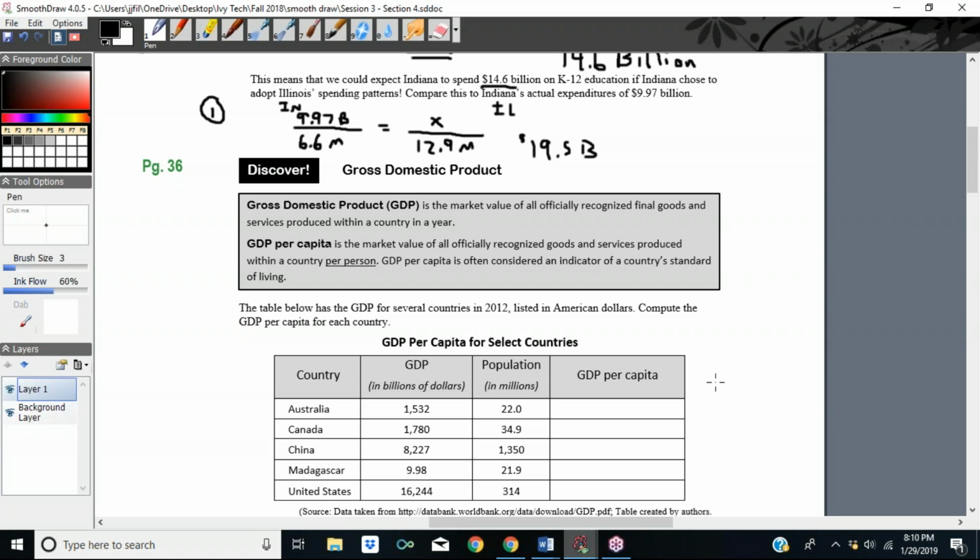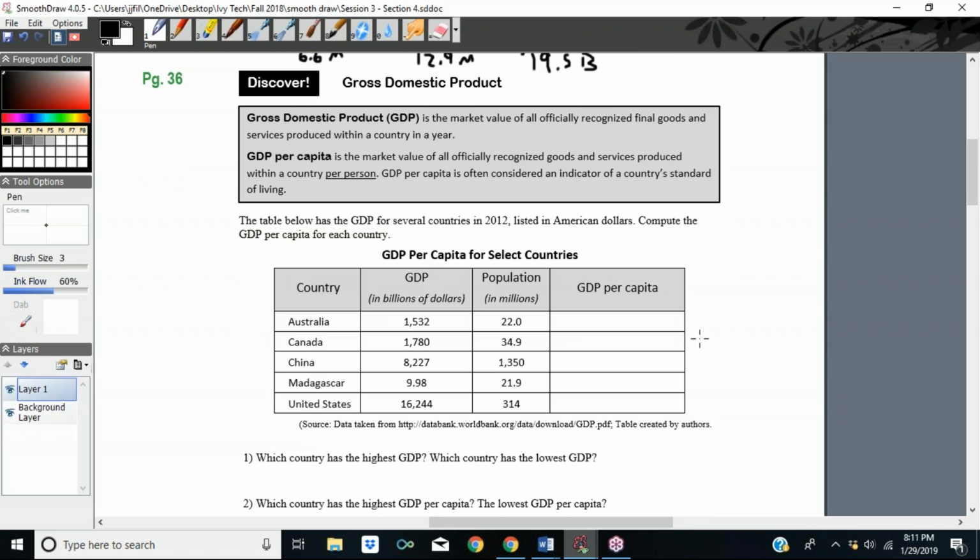And so it says the GDP per capita is the market value of all officially recognized goods and services produced within a country per person. Remember that per capita means per person. The GDP per capita is often considered an indicator of a country's standard of living. So here's this table, and we're going to calculate the GDPs per capita. And again, you want to make sure you look at the units that we're doing here. We have billions divided by millions. And so that first one, why don't you go ahead and do that? Take 1,532 billion divided by 22 million.